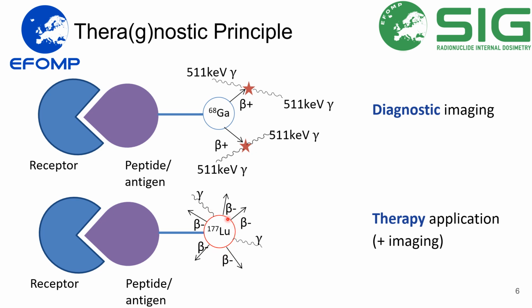But importantly, lutetium-177 is a very, very prominent radionuclide, which emits beta minus for the therapeutic effect, but it also emits photons, and photons again we can image outside the patient's body and get an idea where our therapeutic radiopharmaceutical is distributed in the patient over time. So here for most of the therapy applications we can do imaging.